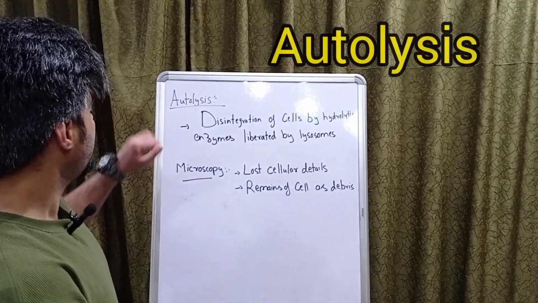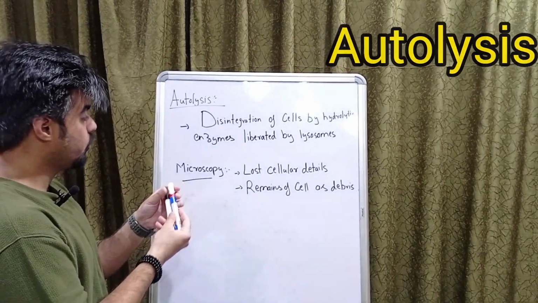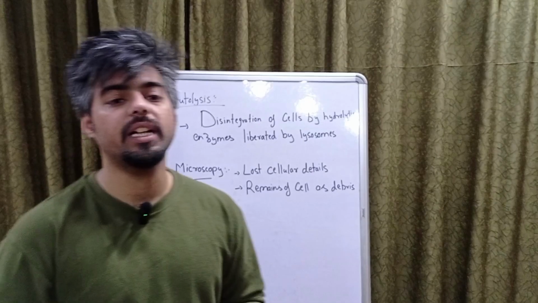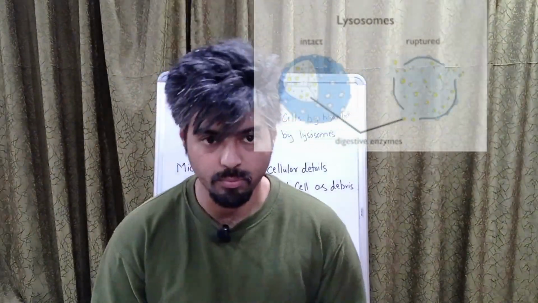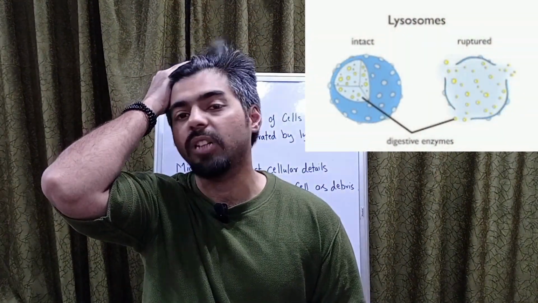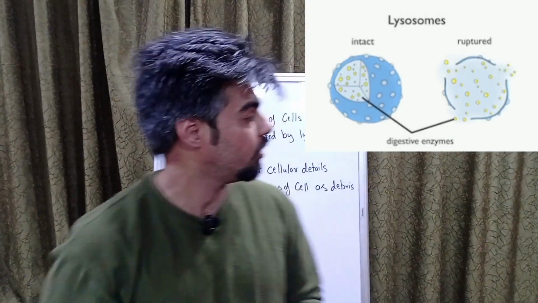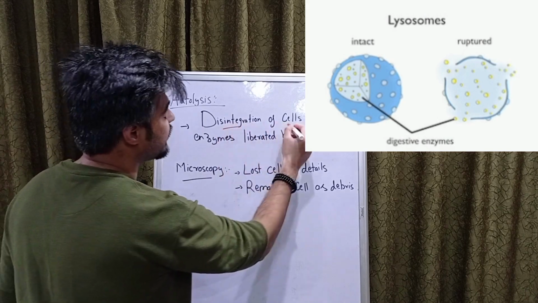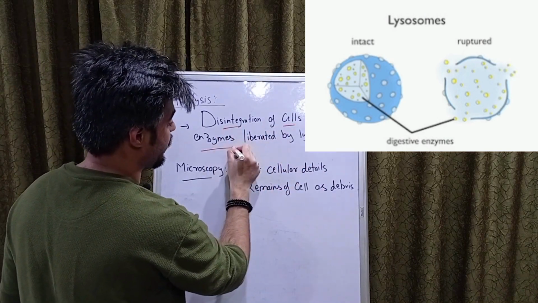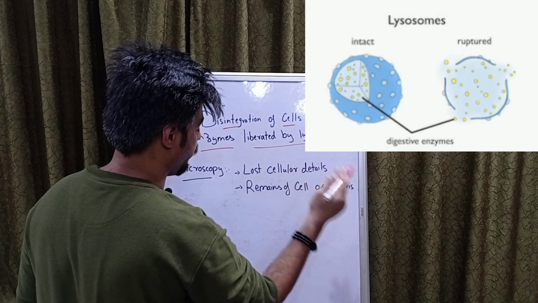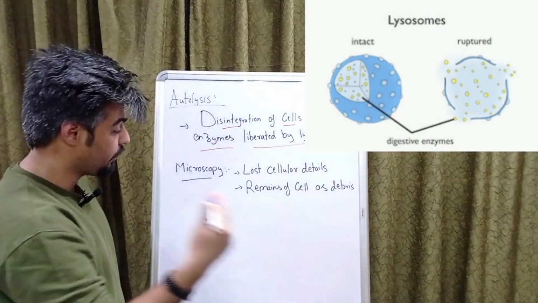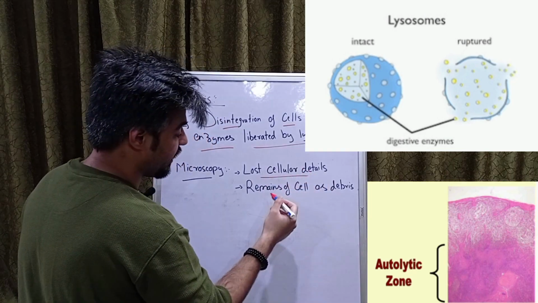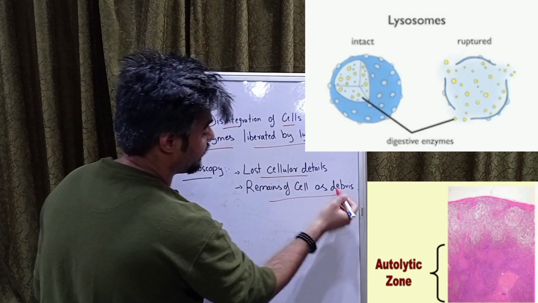So guys, the first process is autolysis. What is autolysis? Autolysis is nothing but disintegration of the cell by its own hydrolytic enzymes, which are liberated from the lysosomes. And microscopically, what will we find? We will find lost cellular details and the remains of the cell as debris.